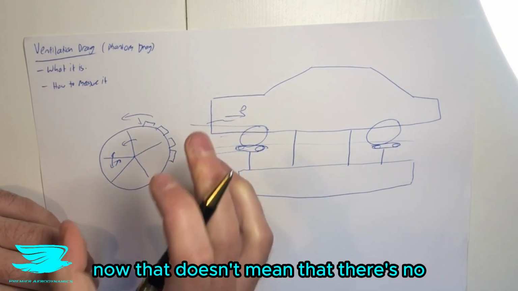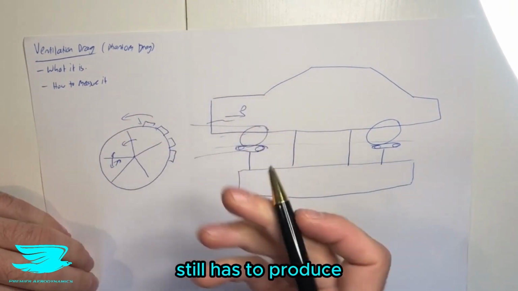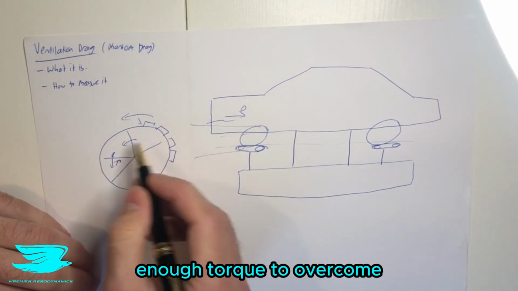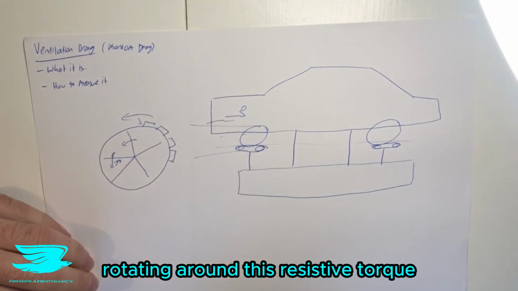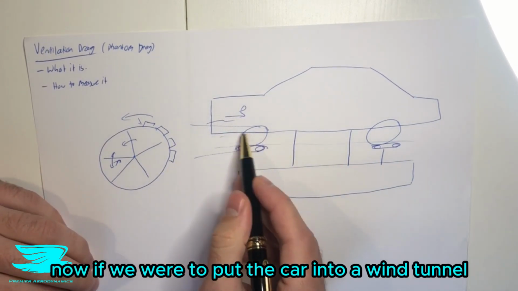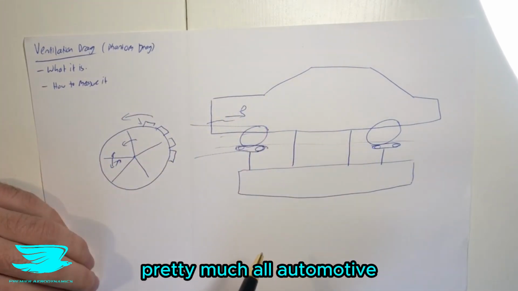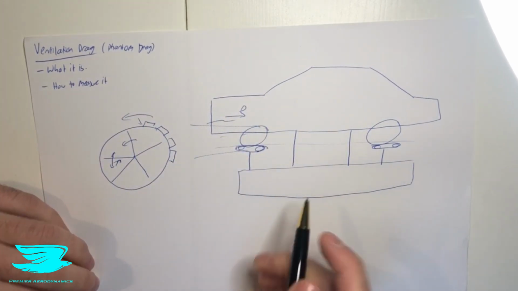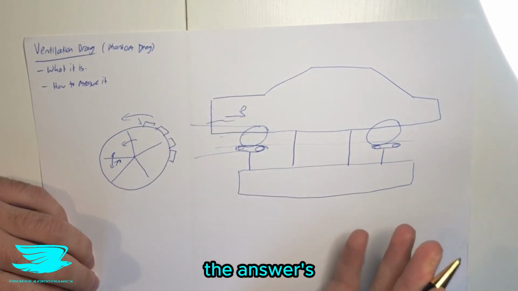Now, that doesn't mean that there's no drag here, because the engine still has to produce enough torque to overcome this resistive force trying to resist this wheel rotating around, this resistive torque. That has to come from somewhere, it's the engine. Now, if we were to put the car into a wind tunnel like this regular setup, which is what pretty much all automotive manufacturers use, will we measure this ventilation drag with this setup? Well, the answer is actually no.